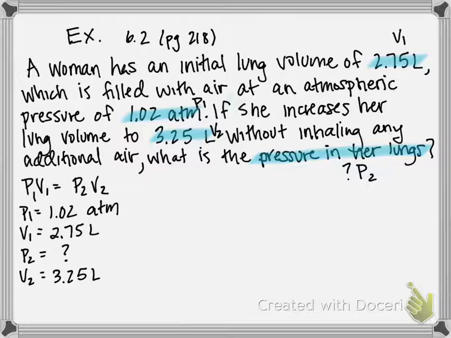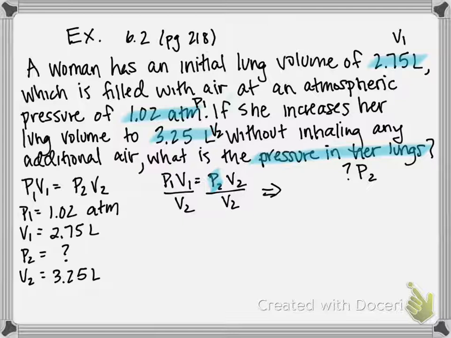So now I have my equation. I can either rearrange it before I plug my values in, or I can plug my values in and then rearrange. So I'm going to go ahead and rearrange it before I plug my values in. So P1 times V1 equals P2 times V2. And I'm trying to find P2 here. So I'm going to divide both sides by V2 to get P2 by itself.